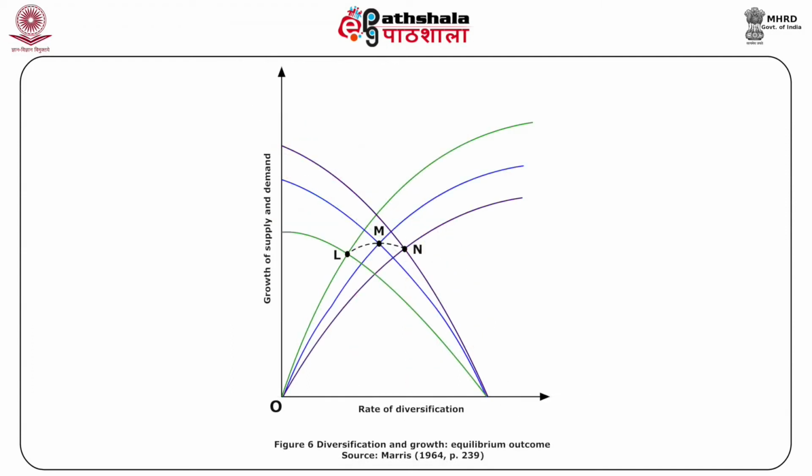Figure 7 is obtained by combining figure 5 and 6, which gives the equilibrium outcome of the diversification and growth. The point of intersection of the growth and demand curves for each given level of profit gives the equilibrium position for each level of profits. The dotted line LMN, obtained by joining the intersection points or the equilibrium positions, gives a balanced growth level. Thus, for any given level of profit, there exists an optimal combination of growth and diversification.